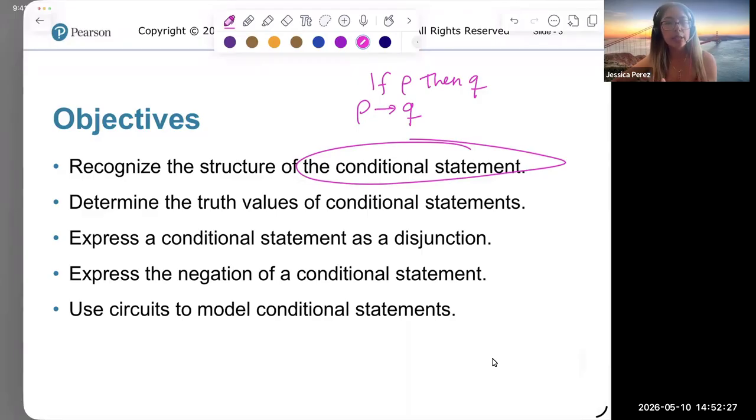We are going to be expressing a conditional statement as a disjunction. There is actually an equivalence between a conditional statement and a disjunction. They're fairly similar. We are going to be expressing a negation of a conditional. So we're going to see how we negate a conditional statement, and then we're going to be using circuits to model conditional statements.